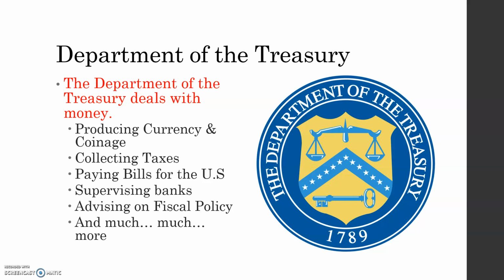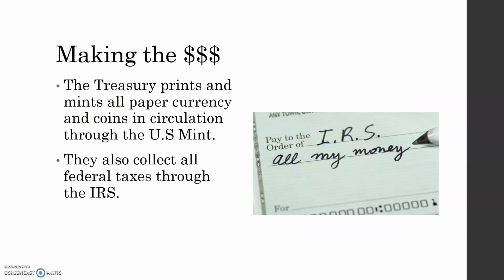The Treasury Department deals with money, whether it be producing money, collecting taxes, paying the bills of the United States, supervising the banks, advising the president on fiscal policy, and a whole lot more, because there's a lot to do when it comes to money. Now, that being said, they are the ones that actually print and mint all the currency, and they also collect all that currency back once they get federal taxes through the IRS.